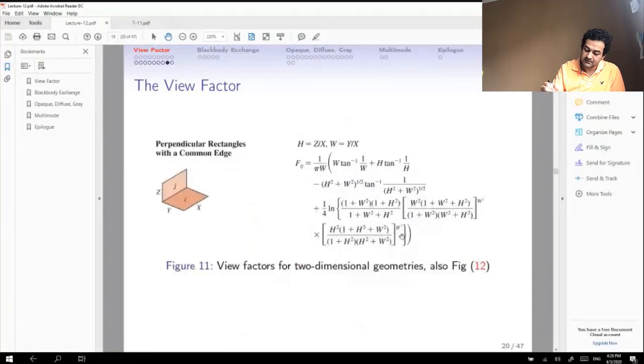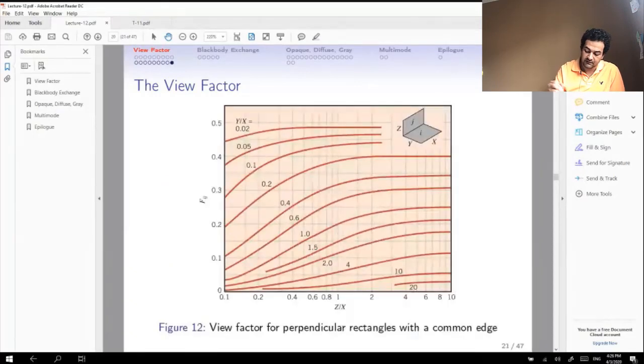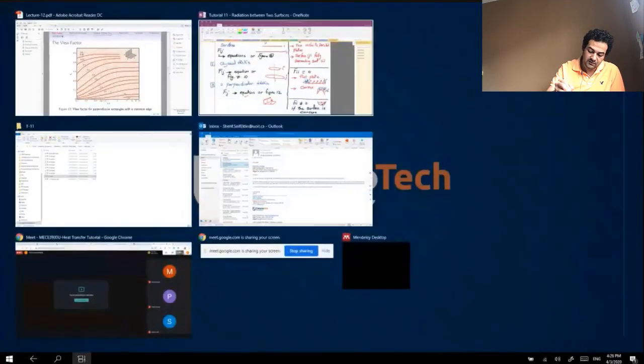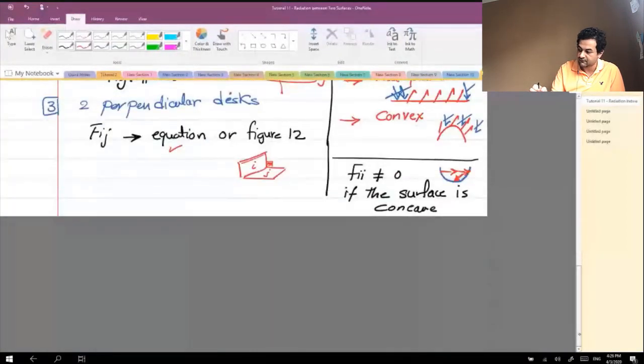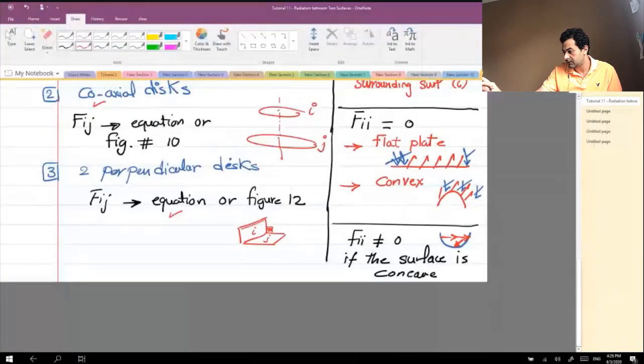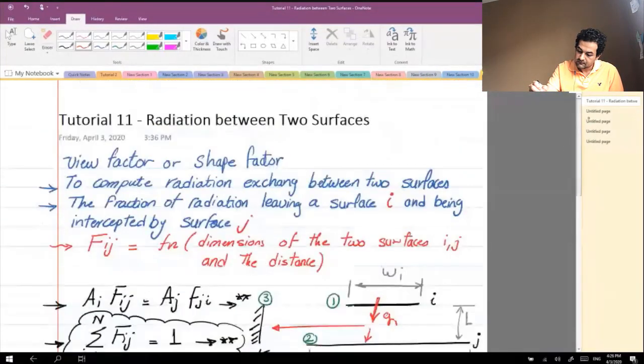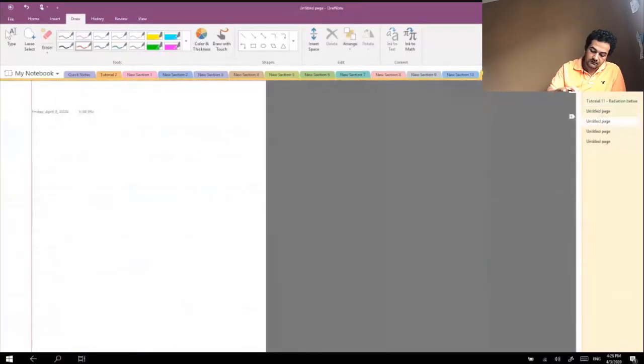So here it's a very complex equation, to be honest, so the most straightforward thing is to use the graph. I mean, it's not going to be very accurate, but if you have time, you can use the equation. If you don't have time, you've got to use the other thing. Alright, so that's okay for now.